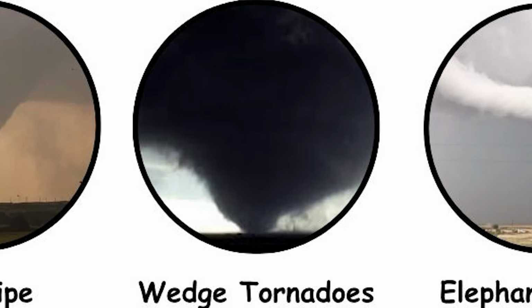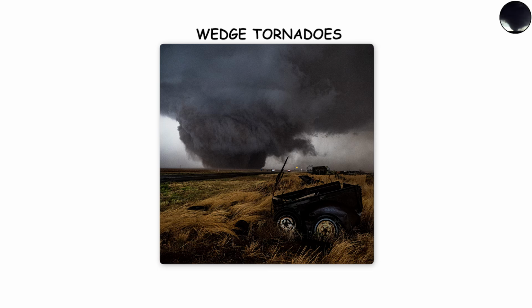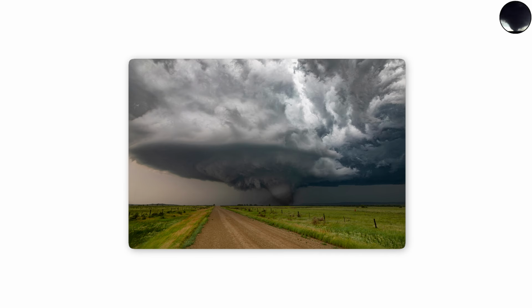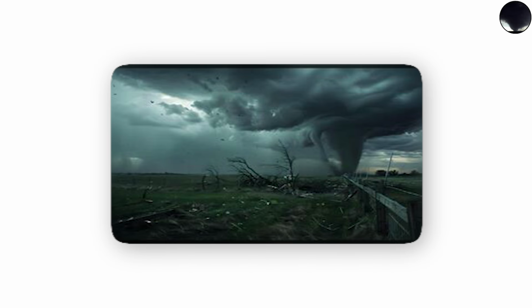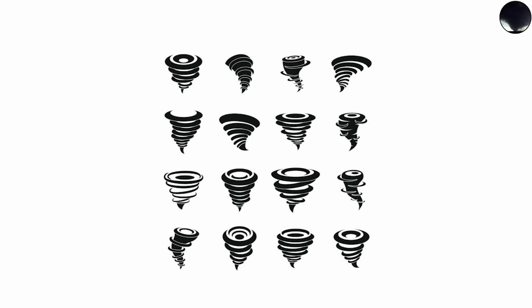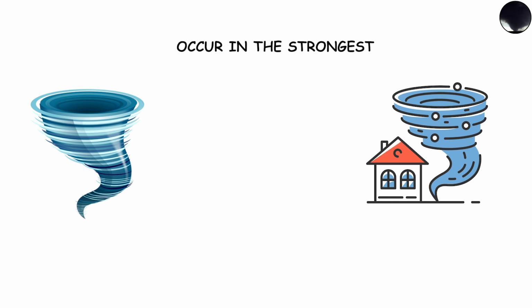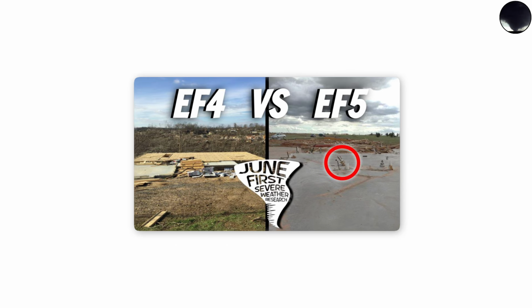Wedge tornadoes. Wedge tornadoes are the largest and most intimidating tornado shape. A wedge tornado is wider than it is tall, often appearing like a massive dark wall sweeping across the landscape. Some wedge tornadoes can grow to more than a mile wide. Wedge tornadoes typically occur in the strongest and most destructive storms, often producing EF4 or EF5 damage.